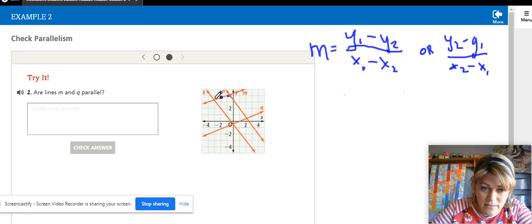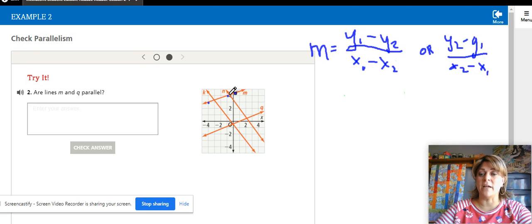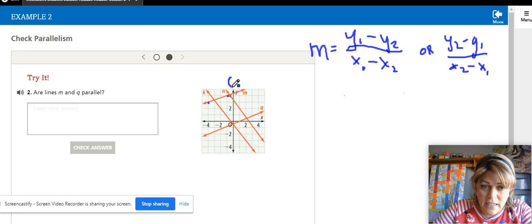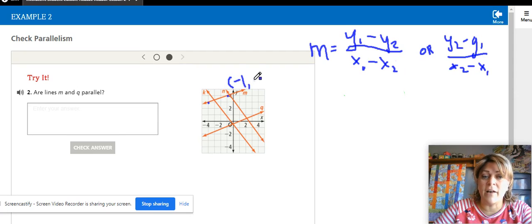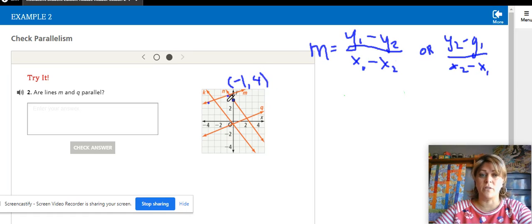That looks like one. And that looks like one. And you need those ordered pairs. So I'm going to say this point right here is an ordered pair of -1, 4. Without the coordinates, you can't really use the slope formula. So you need those coordinates.